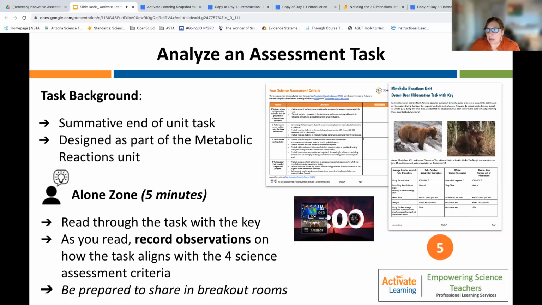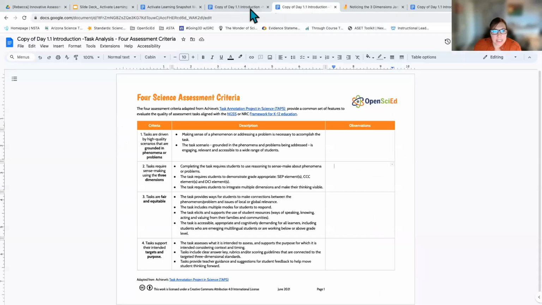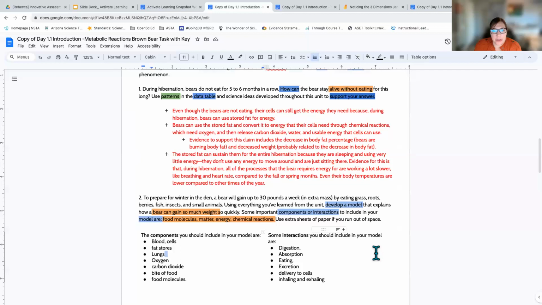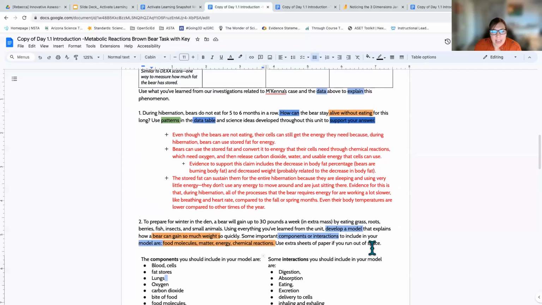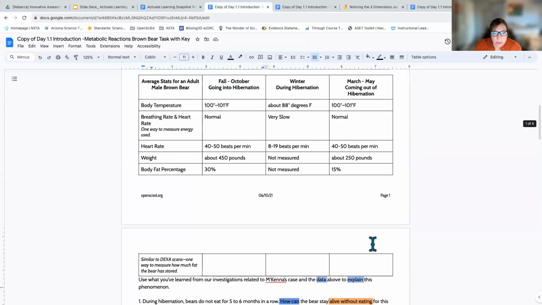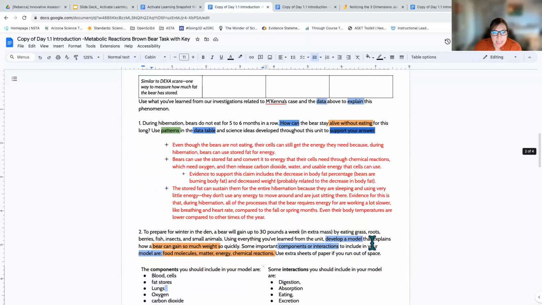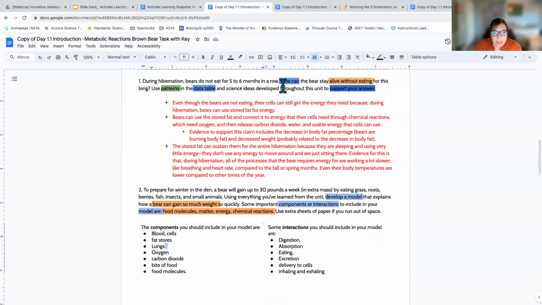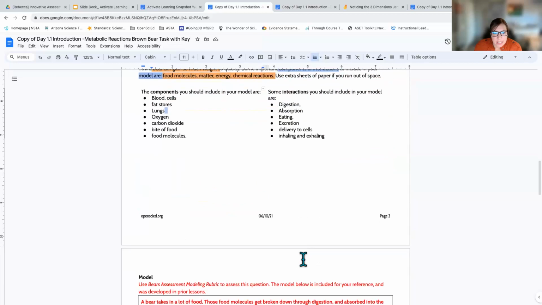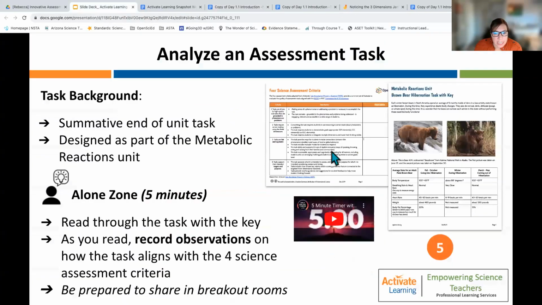Hey, so hopefully you have some ideas. I was just sitting here going through and color coding where I found evidence of the 3 dimensions. So if you're wondering what I was doing, that's what I was doing. I definitely found all 3 dimensions. And now hopefully you also found some of that.